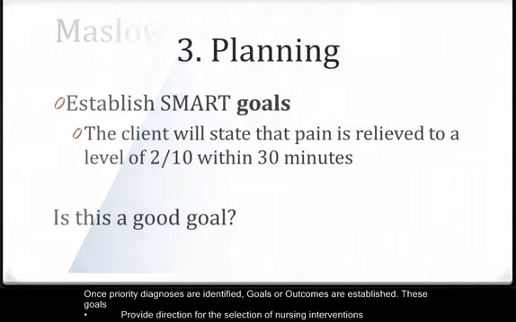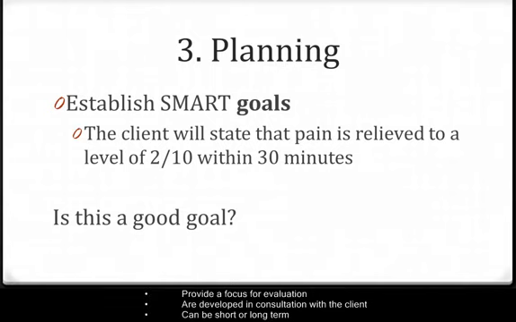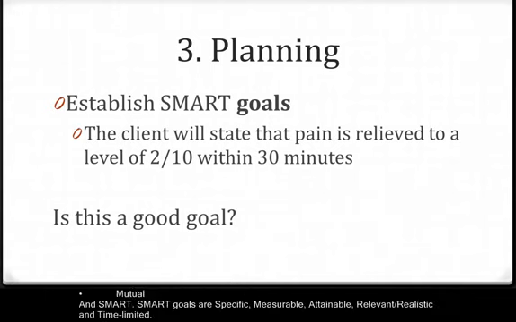Once priority diagnoses are identified, goals or outcomes are established. These goals provide direction for the selection of nursing interventions, provide a focus for evaluation, are developed in consultation with the client, and can be short or long term. Goals or outcomes must be client-centered, singular, mutual, and SMART. SMART goals are specific, measurable, attainable, relevant or realistic, and time-limited.